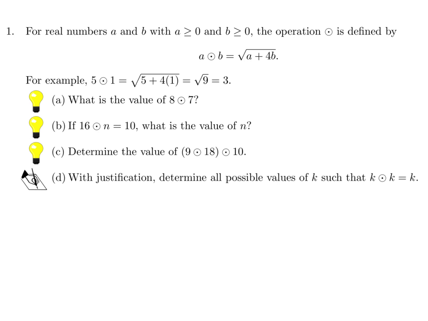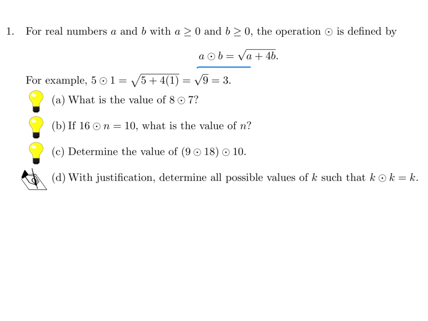For real numbers a and b with a greater than or equal to 0 and b greater than or equal to 0, the operation symbol is defined by a symbol b is equal to the root of a plus 4b. For example, 5 symbol 1 is the root of 5 plus 4 times 1, which is root 9, which equals 3. What is the value of 8 symbol 7?